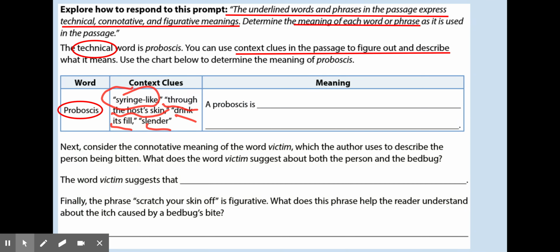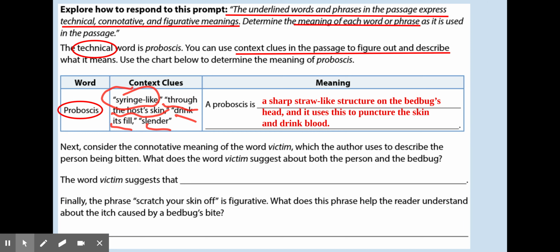So I'm going to give you my answer, maybe. There we go. It's a sharp, straw-like structure on the bed bug's head, and it uses this to puncture the skin and drink blood. Yep, that's what that whole scientific technical word is. It means a straw that it's going to use to drink blood. Yeah, it's technical and gross at the same time. I don't know if you can actually have a technical word with a negative connotation, but I feel like that one could. Or a negative feeling behind it.